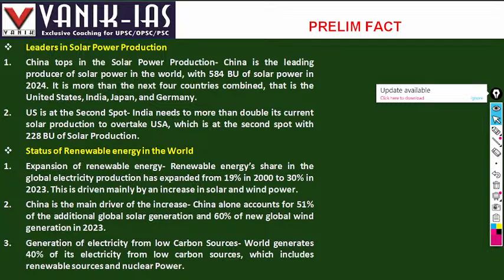US is at the second spot. India needs to more than double its current solar production to overtake USA, which is at the second spot with 228 billion units of solar production.